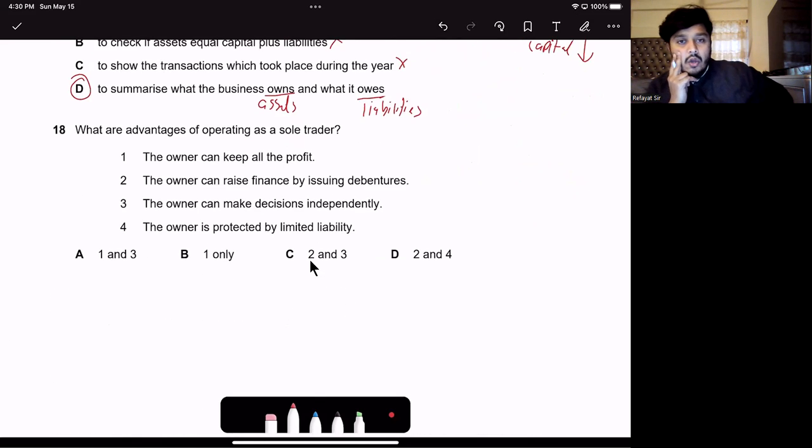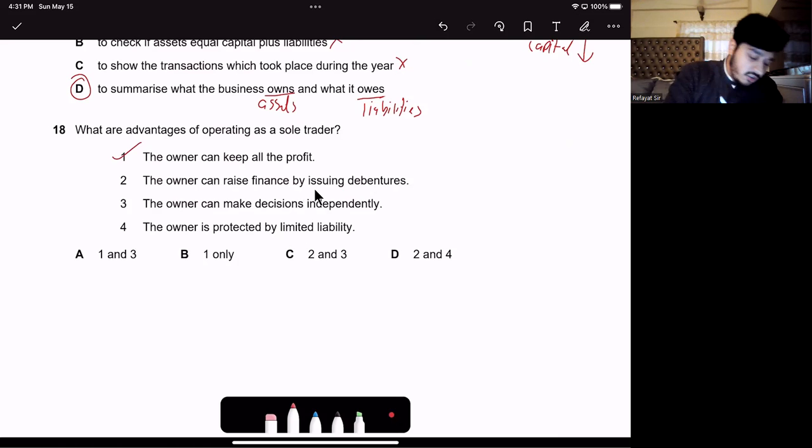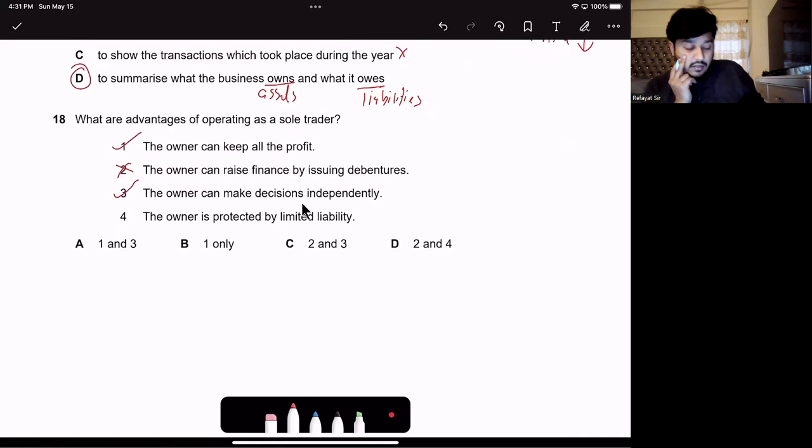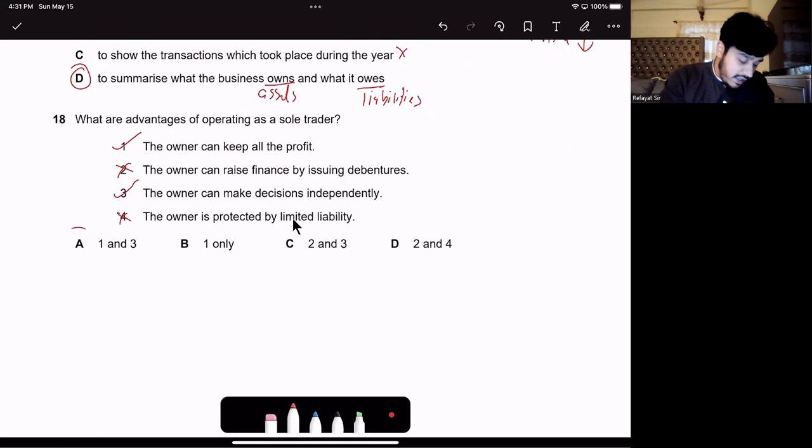Number 18. What are the advantages of operating as a sole trader? Number one, the owner can keep all the profit, definitely. Number two, the owner can raise finance by issuing debentures. No, that can be done by a public limited company only. The owner can make decisions independently, definitely. The owner is protected by limited liability. No. So 1 and 3. A is the answer.